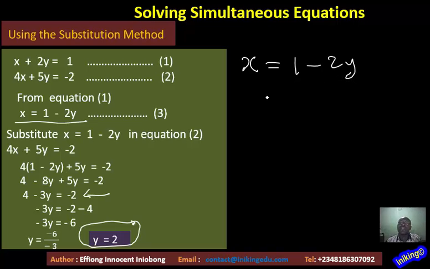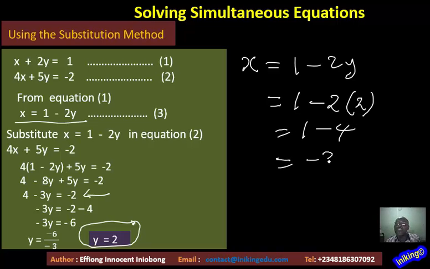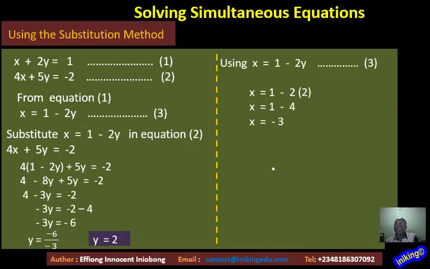Now we know that our y is 2. Our x, therefore, will simply be 1 minus 2 times 2, which is 1 minus 4. And that gives us minus 3. So our x is minus 3, and our y is 2. So there we are. x equals minus 3, y equals 2.